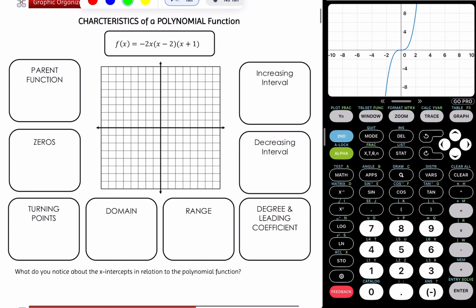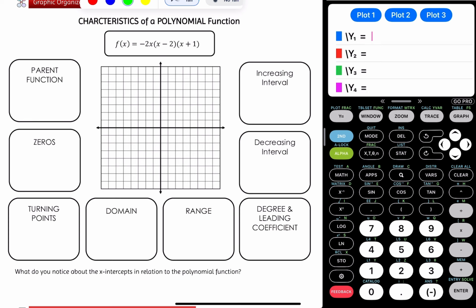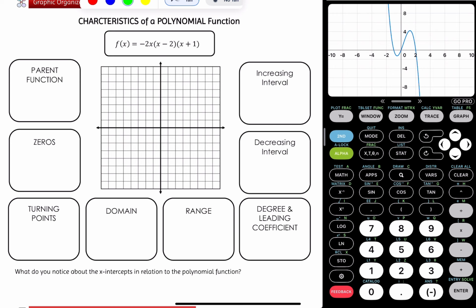We're going to be talking about all the different characteristics, and most of these things are a complete review from earlier in the year and from Algebra 1. So first thing I'm going to do is put this function into my calculator. Okay, and let's look at the graph. All right. Now let's fill in these boxes. Parent function. Remember that means like the most basic version of whatever type of function it is.